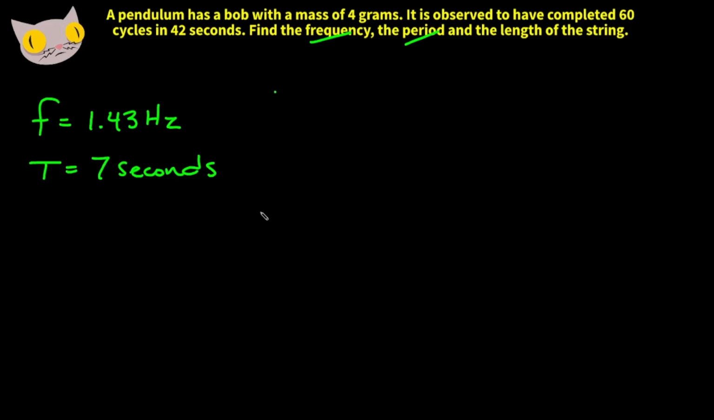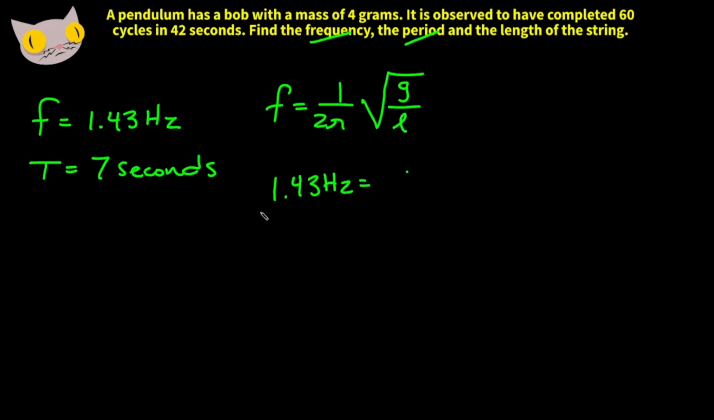And just like before, we'll use this equation. Frequency is equal to 1 over 2 pi times square root acceleration due to gravity over the length of the string. And we have all the parts we need, so let's just go ahead and fill it out. We have f is 1.43 hertz, and that's equal to 1 over 2 pi times the square root of 9.81 meters per second squared over length.